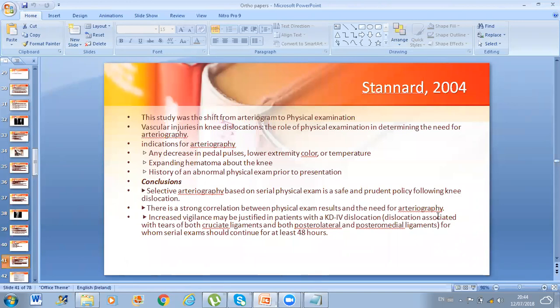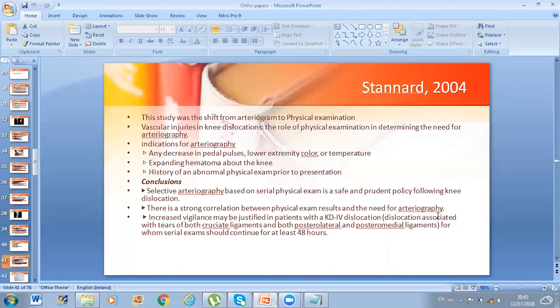His conclusions were: selective angiography based on serial physical examination is a safe and prudent policy following knee dislocation. There is a strong correlation between knee physical examination results and need for arteriography. Increased vigilance may be justified in patients with KD4 dislocation, with tear of both PCL and posterolateral corner, for whom serial examination should continue for at least 48 hours.